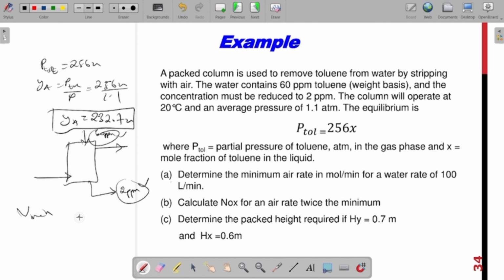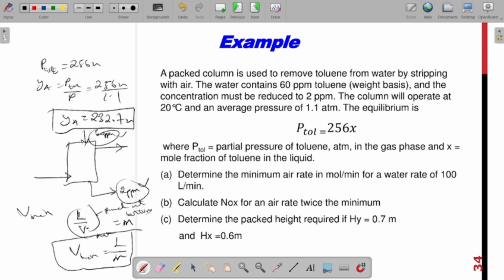Sometimes we have a formula that we use, where L over V minimum should be equal to M. So you can use this one to also find the V minimum. This is when you're talking about the pinch at the bottom, the pinch point. When the pinch at the bottom occurs, this equation is valid. So the V minimum would be L divided by M. That's also a simple way to go about it.